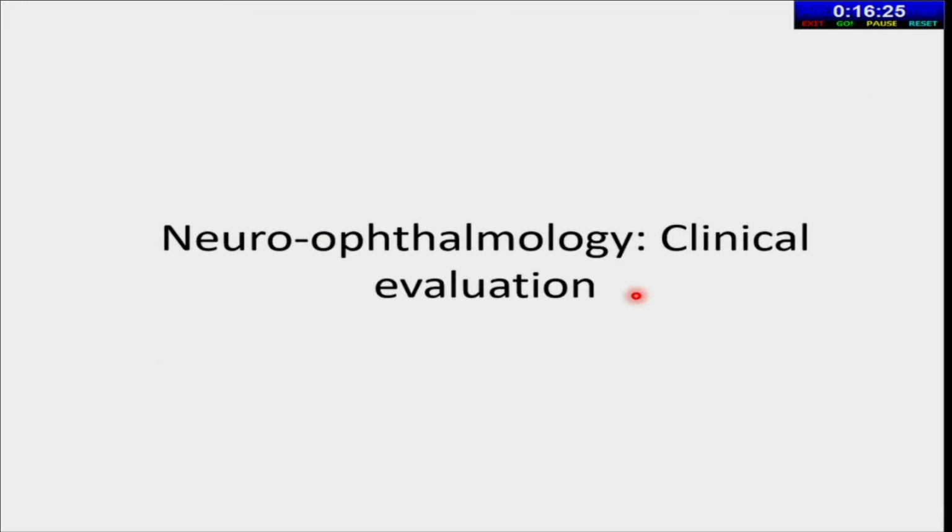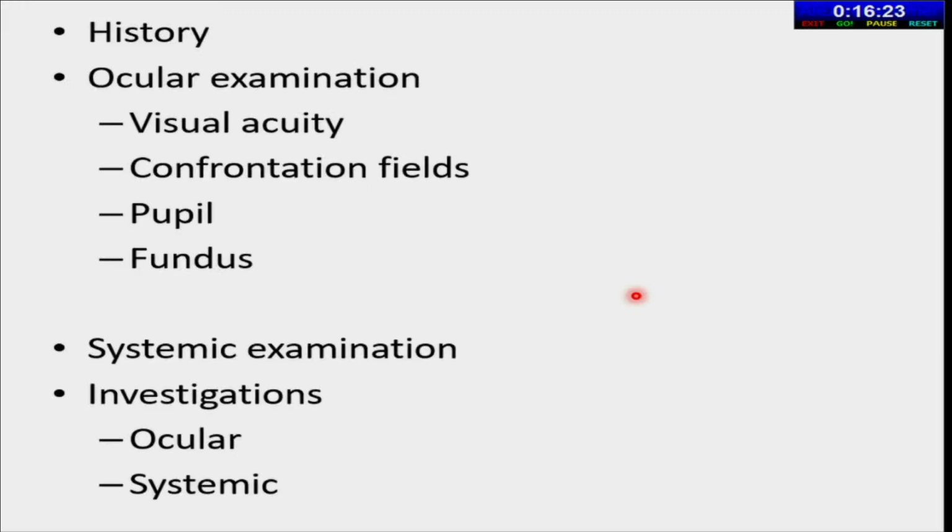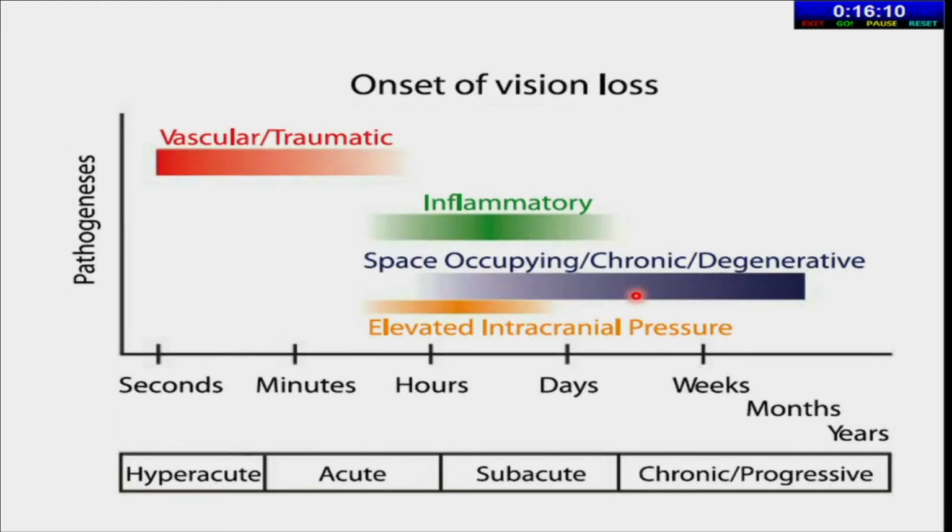Now let's quickly move on to the clinical aspect of the neuro-ophthalmology evaluation. Again, as in any clinical situation, you have the history, then the examination, the ocular examination, the systemic examination, and certain investigations that have to be done. In terms of history, probably the most important and the most common history that we'll get is vision loss, for a lot of cases involving neuro-ophthalmology.